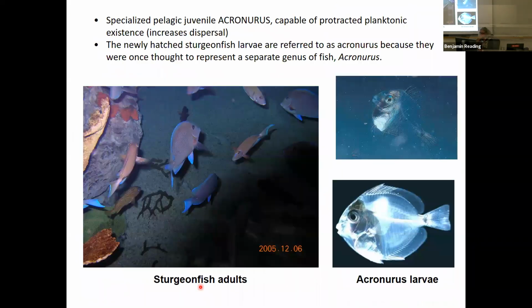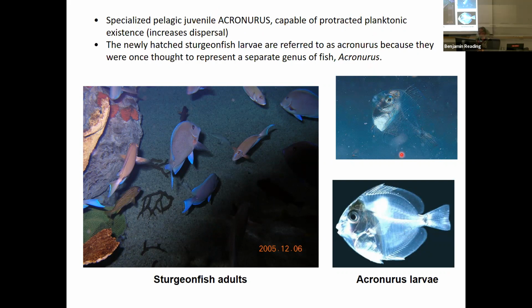They're actually kind of odd. They have this weird larval stage. They're transparent. So this is the larval stage of a surgeonfish. And they're transparent larvae. And they're pelagic. These things float in the water column with the plankton. And the larval stage is called acronurus. And they're capable of living in this larval stage for quite some time.